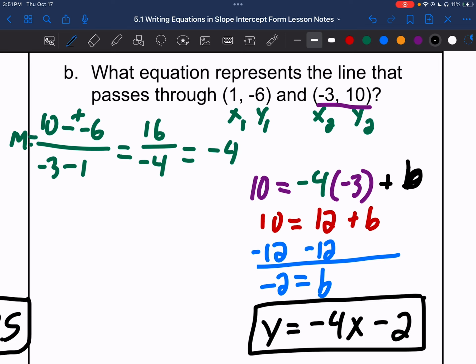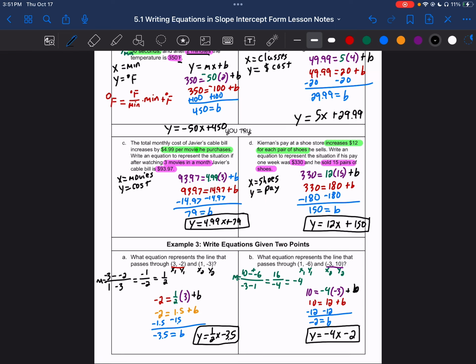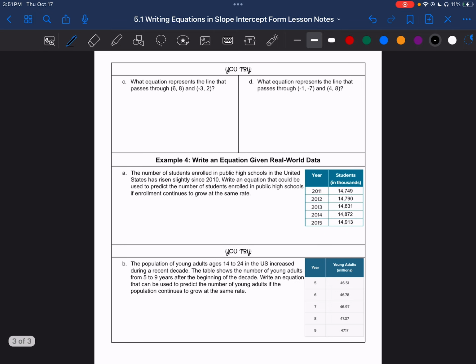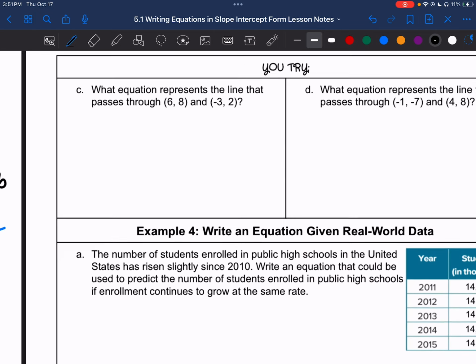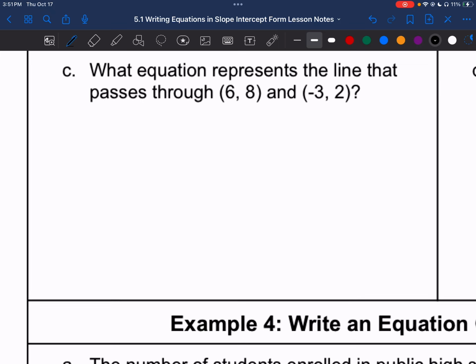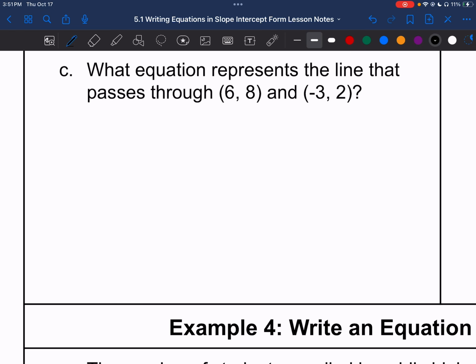All right, if you flip the page, at the top of the next one is your you-try problems for this example. There are 2 of them there. Try them on your own right now, and then check your work against mine.